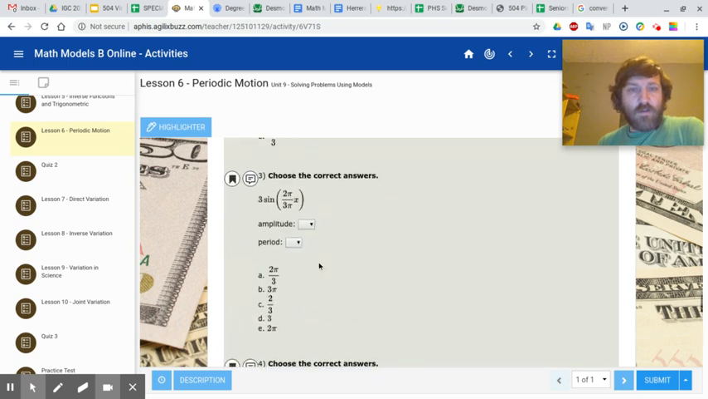You need to be able to do the ones that have 2 pi in the numerator. So do that. So like this one, like we talked about, your amplitude is the number in the front, and the denominator of the fraction is your period.